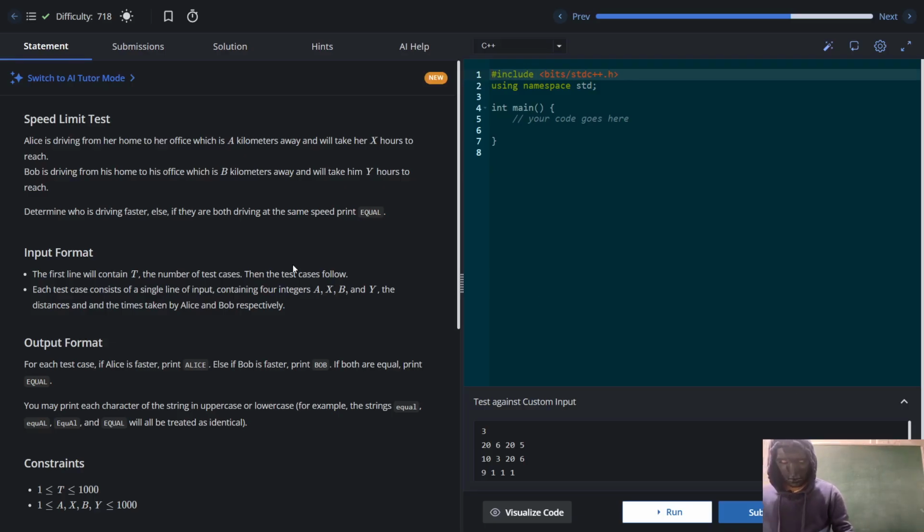Hello everyone, let's start with the video and we'll be basically continuing with the playlist roadmap to become a competitive programmer faster. So in this video I'll be solving the problem Speed Limit Test.